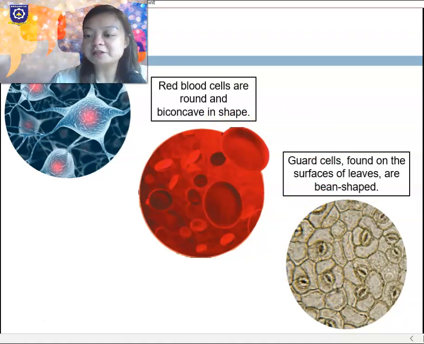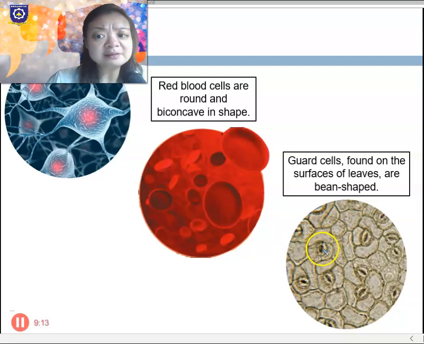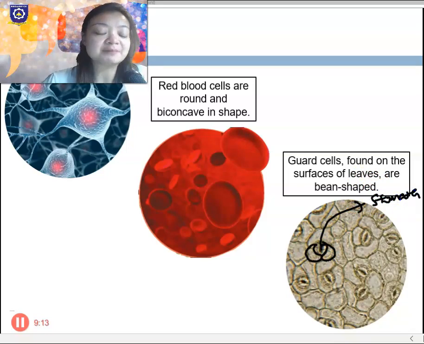So if you look carefully here, if I can outline the size or the shape for you, you would have learned about this in primary school. These are your guard cells, and they look a little bit like bean shapes, right? And the hole in between is actually known as your stomata. Now, your stomata are basically only found in plants. You can't find a stomata in a human being.